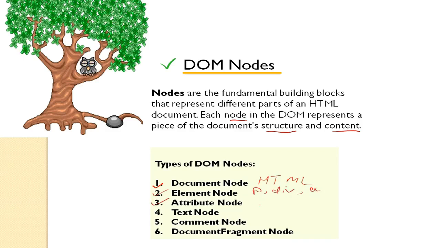Then we have our attribute node. So what are attribute node? Suppose you are using any image tag, right? Then from where this image is going to be uploaded, we pass the path in src, right? So this src is the additional information about this image tag, and this src is called as attribute node. Okay, same way for anchor tag we have href, which is attribute of anchor tag.